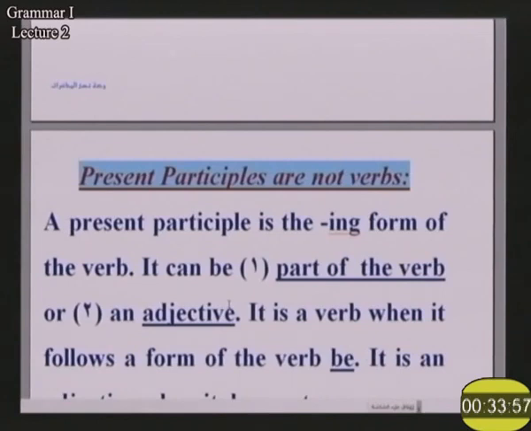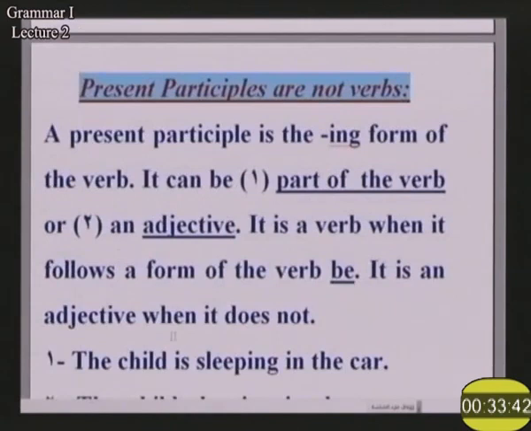برضو من استعمالات ال present participle انه ممكن يبقى noun, لكن we are not discussing it as a noun in this part. It is a verb when it follows a form of the verb be. يعني a form of the verb be. يعني نقول is, was, will be, were. أقول were doing, was doing, will be doing. هنا يعني there is a form of verb to be and the present participle follows it. فهتبقى جزء من الفعل.